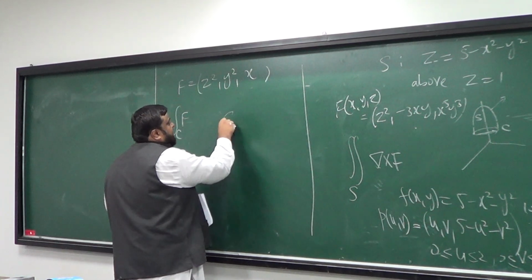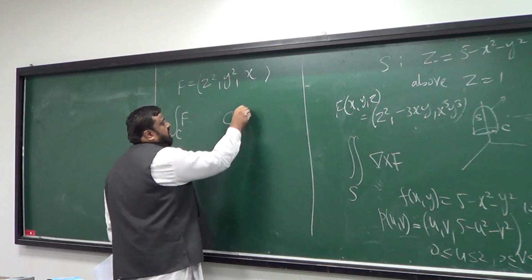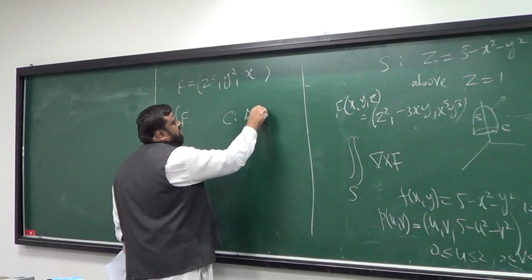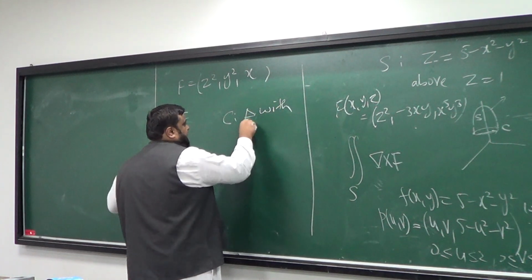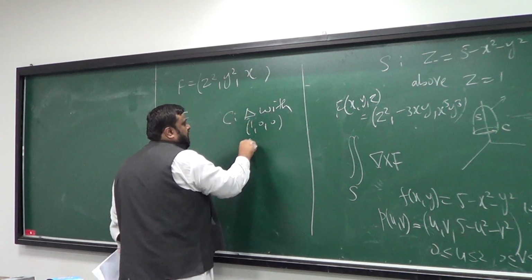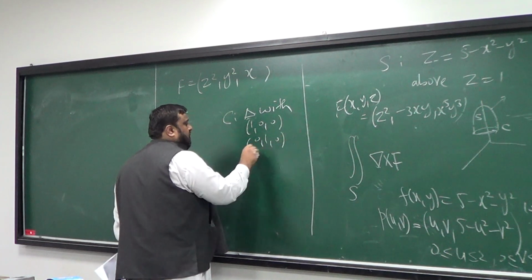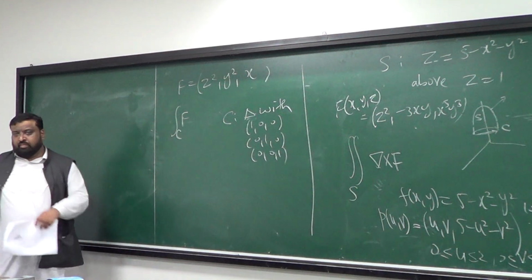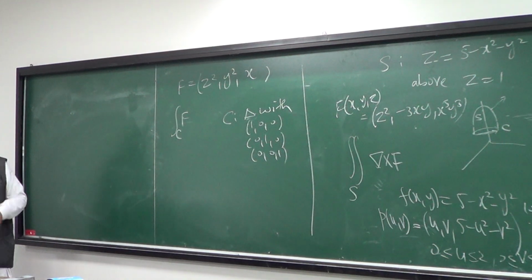So the curve is a triangle with the vertices. So it's a triangle, okay? So triangle with vertices as (1, 0, 0), (0, 1, 0), and (0, 0, 1). Okay? Triangle with the vertices this.